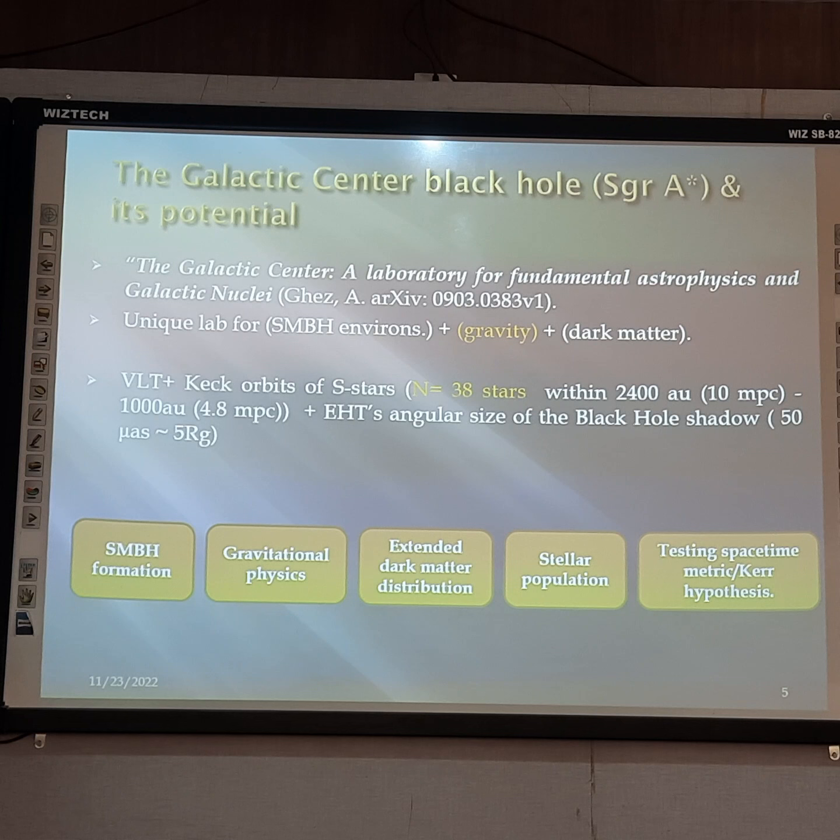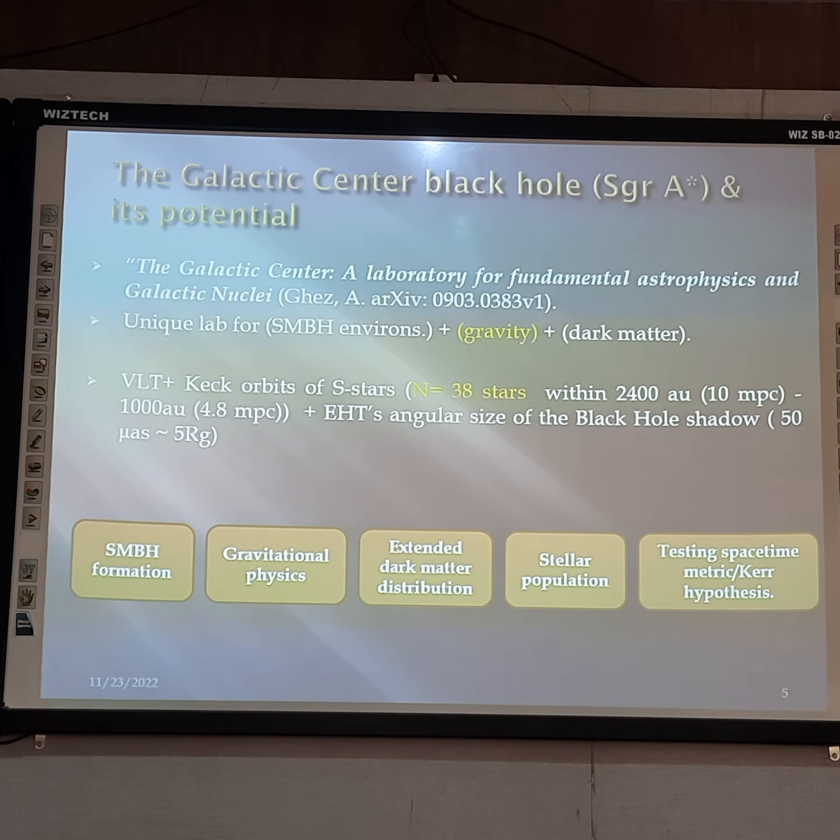Stellar population, very important. These 38 stars are a part of a young cluster near the black hole, and that is very mysterious. How can a young cluster containing O-type and B-type stars survive near the galactic center black hole? Then we have testing the space-time metric or the Kerr hypothesis by using the EHT's measurement. This is the spectrum of potential of the galactic center black hole.